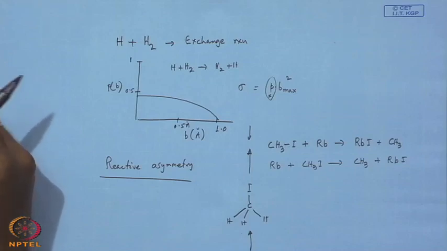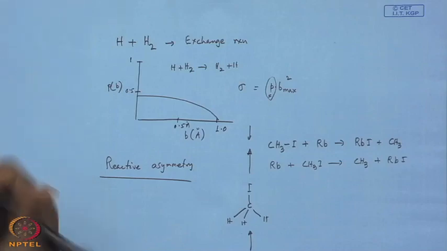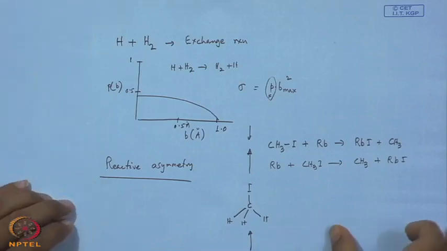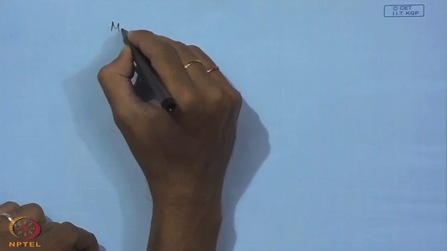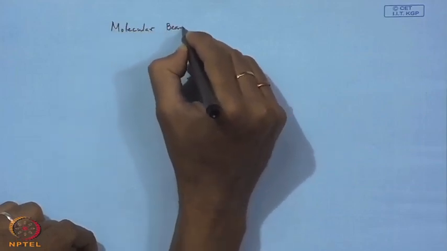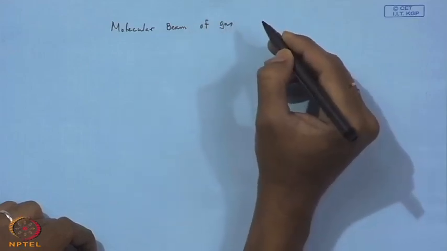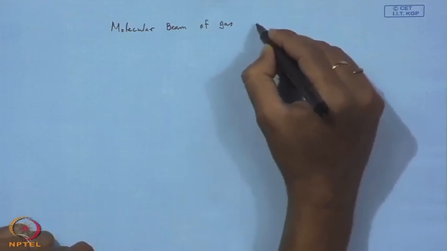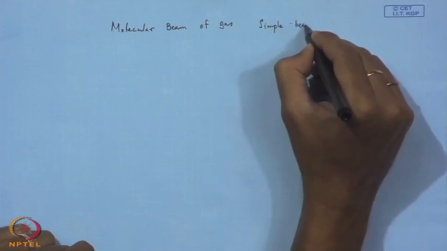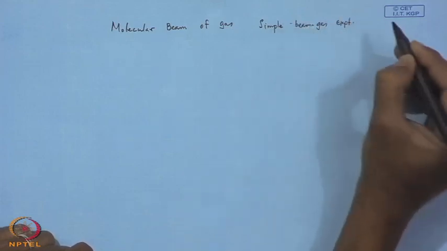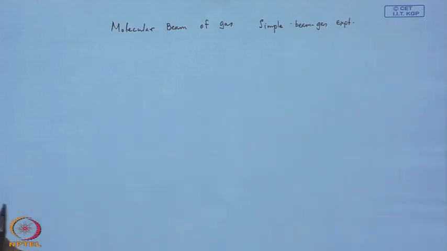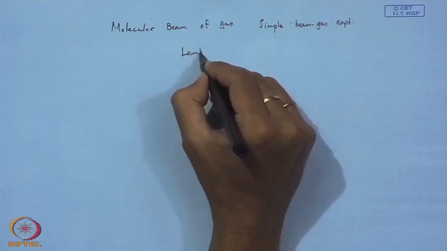Okay. Next is inelastic and elastic scattering. Okay. Now, a simple measurement of cross section: how to measure the cross section in a simplistic manner. Now, think of a molecular beam of gas. Okay, it is a simple beam gas experiment. Okay, you have to make use of something like Lambert-Beer's law.